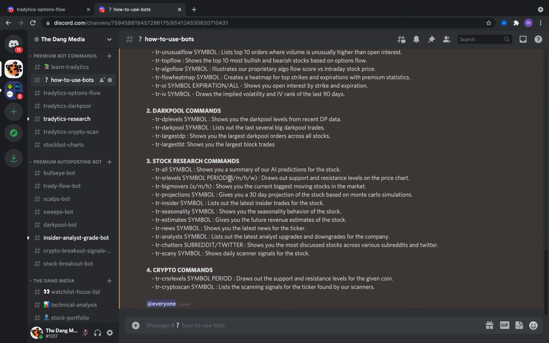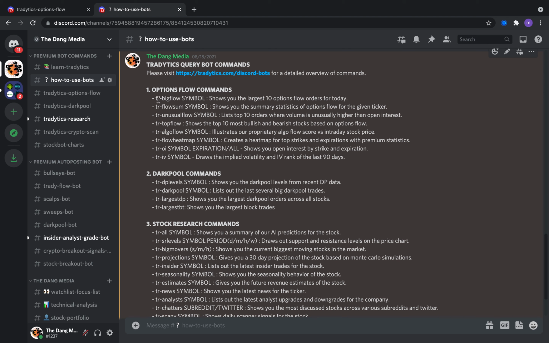Let's see if there's anything else that I like. So I like to check big flow. Flow summary is good to know as well, the summary of statistics on the options flow for that ticker. Unusual flow, there's top flow. Algo Flow is my favorite. Flow heat map, you can see TROI is open interest for that stock. IV is implied volatility. You can look at TR DP levels, that's dark pool levels. You can see dark pool for the stock. You can see the stocks with the largest dark pool.